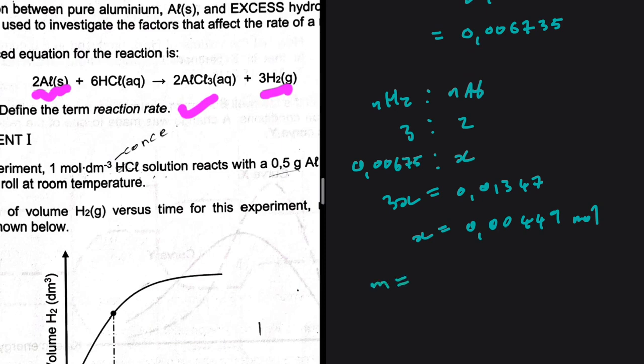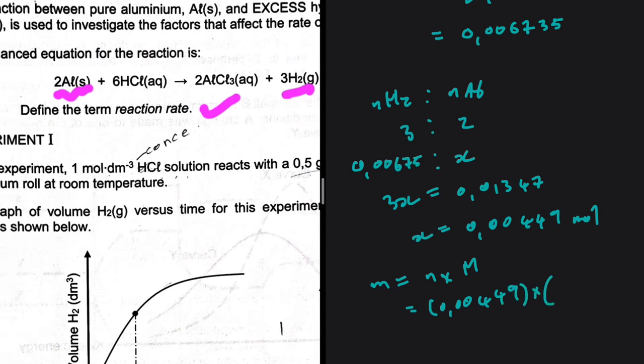We can find the mass because we know that it is equal to number of moles multiplied by molar mass. So the number of moles, 0.00449, multiplied by the molar mass. Yeah, it is just Al, not Al2 or anything. So I can just go to my periodic table. It looks to be 27 here, but let me just make sure, I'm writing the final exams. I don't want to make any silly mistakes.